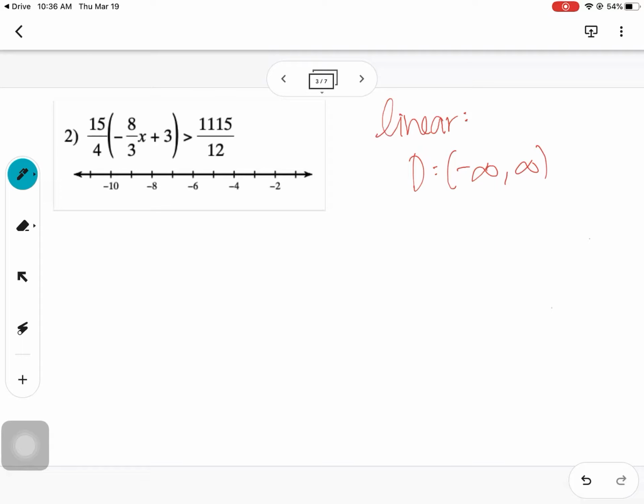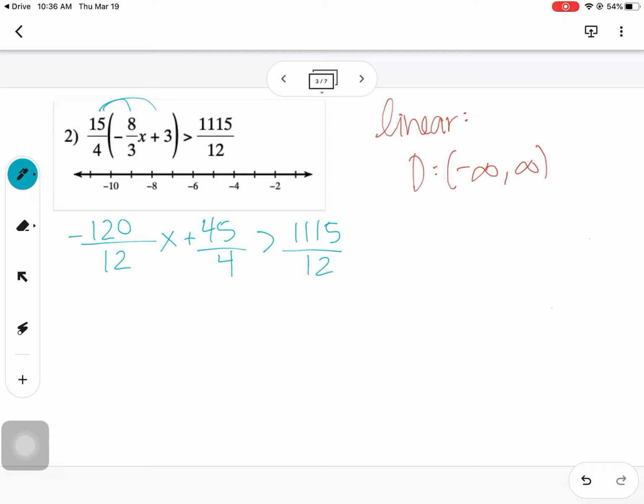When I'm doing this, I purposely picked one that has some pretty ugly fractions. First, what I would do is get rid of those parentheses, so I'll distribute that in. We will do 15 times 8, and you get 120 over 4 times 3 is 12. 15 times 3 is 45 over 4 is greater than 115 over 12.